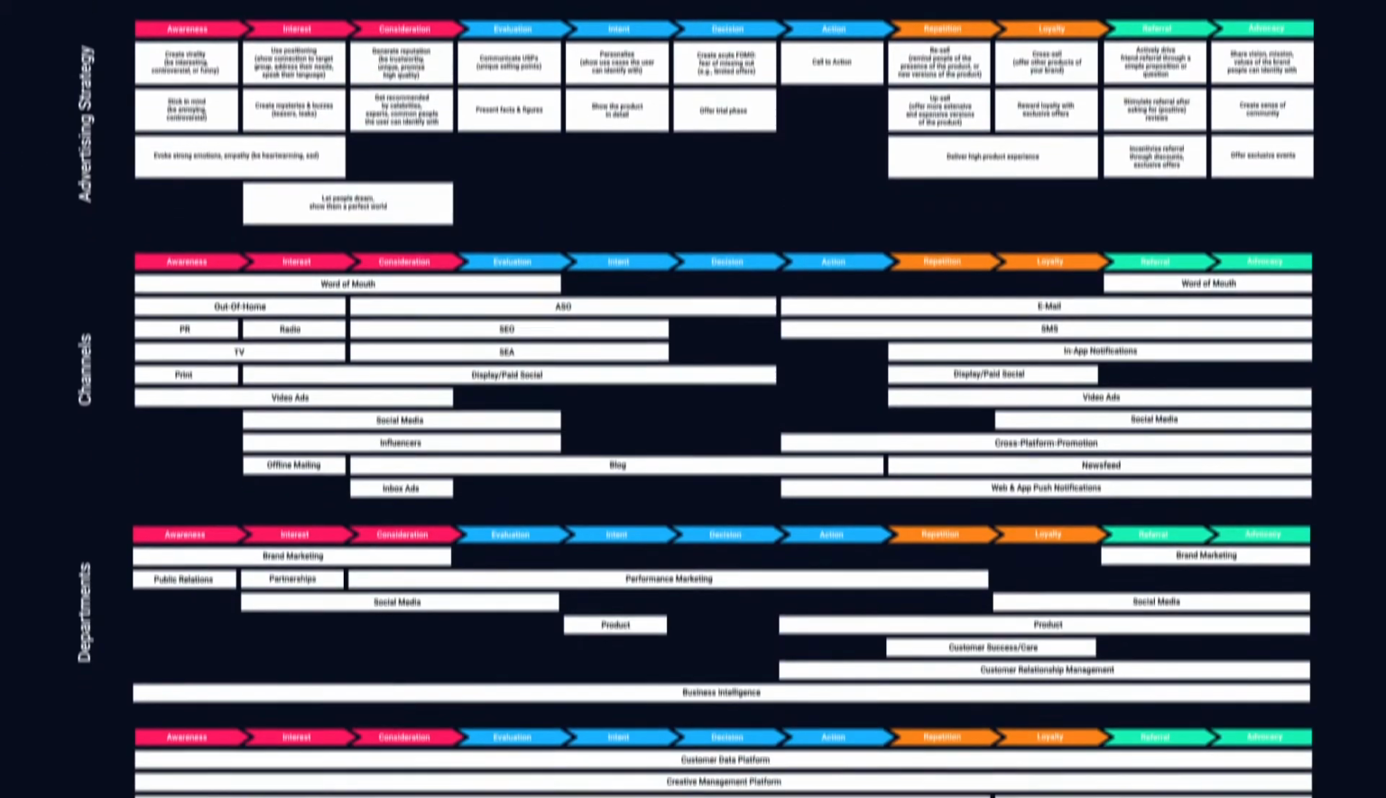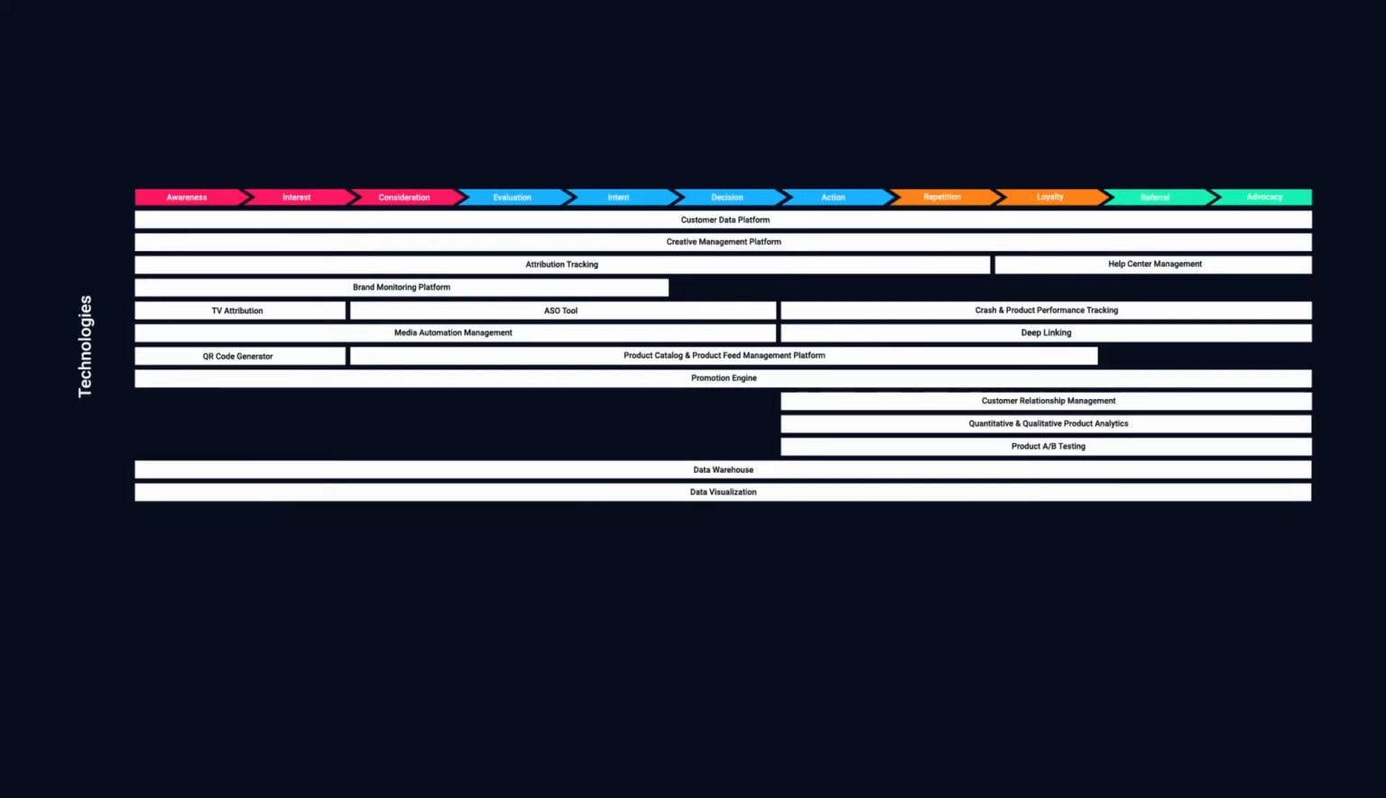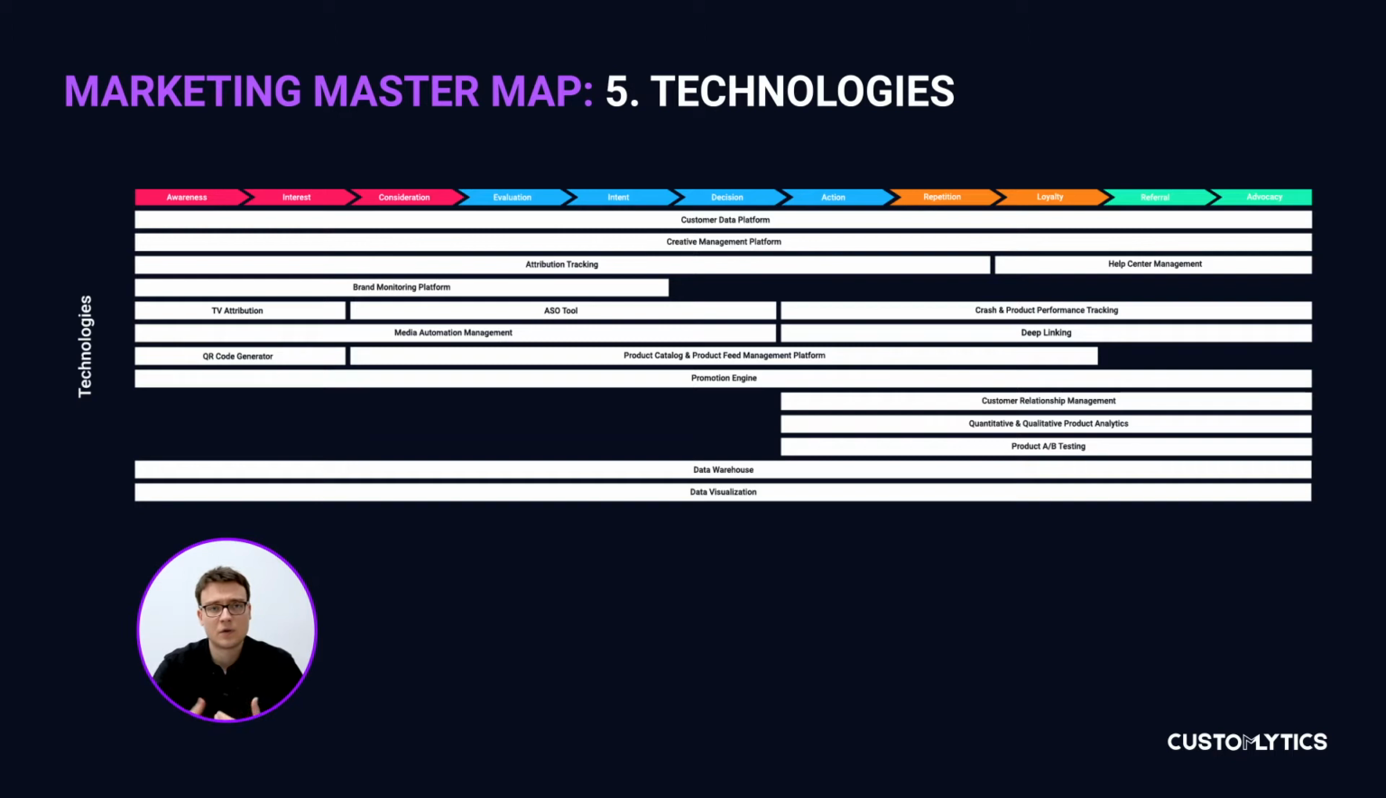In the technology section of the Customlytics Marketing Master Map, we will now answer the question of which technologies you should be using in the different stages of the marketing lifecycle. What you will see directly when you look at this is that there are a lot of technologies that you essentially need from the very beginning of your marketing activities to the very end. These are technologies that are present because you will need them for your data integrity from the very beginning. A good example of this is attribution tracking, which tells you where your app installs are coming from and also what your users are doing inside of the app.